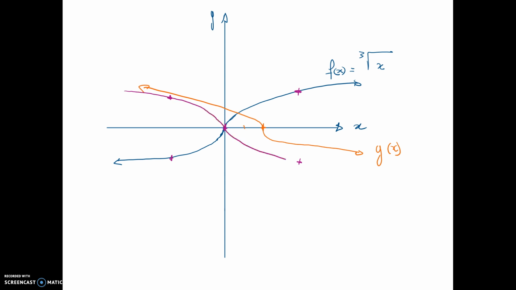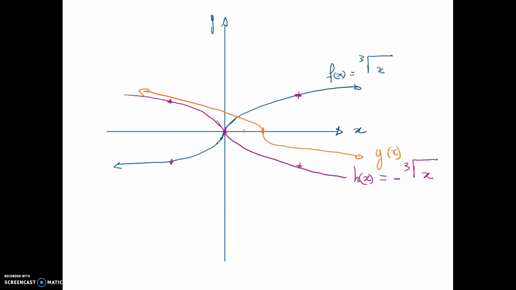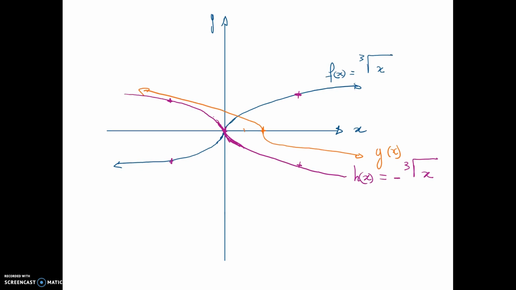There we go. So right here, let's call that the function h of x. And this function h of x is equal to negative the cubic root of x. Negative means a reflection regarding the x-axis. Now I can clearly see that, and you will excuse me if it's not exactly straight right here.